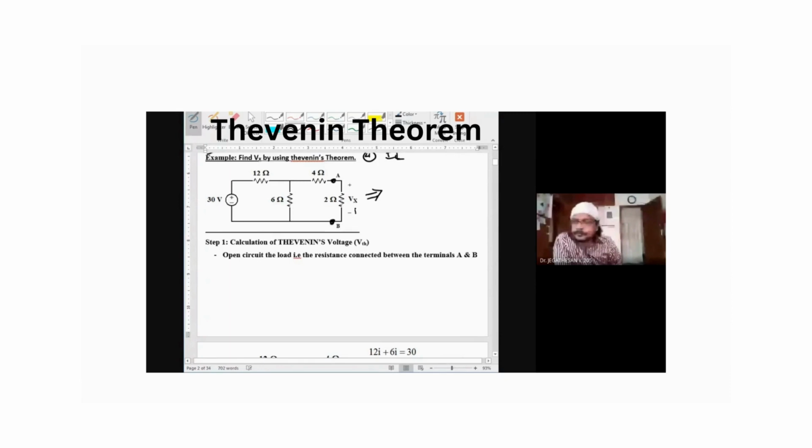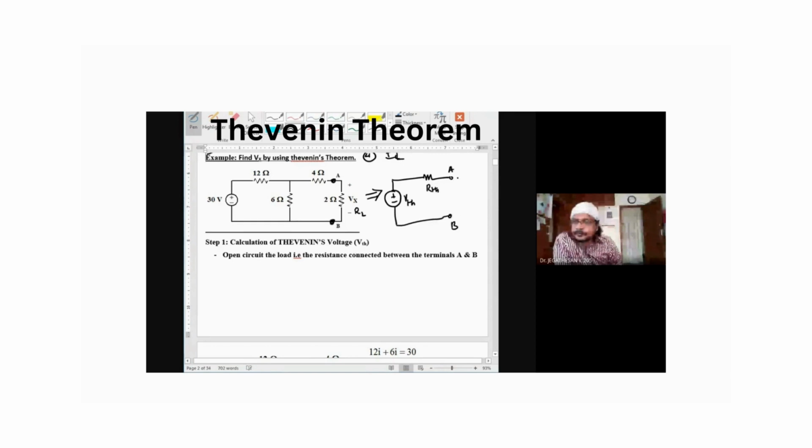R. This is probably RL. Okay, so this has to be converted into a Thevenin's equivalent circuit, that is VTH connected in series with RTH, and this terminal A and this terminal B will be there.